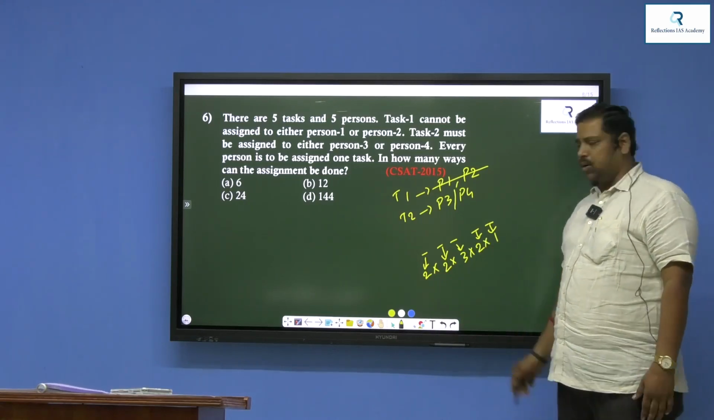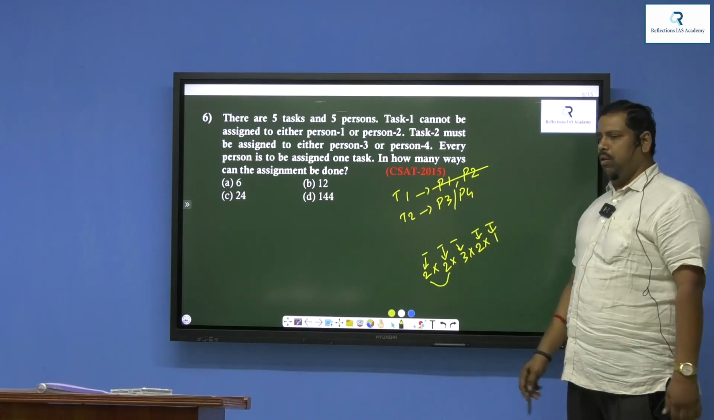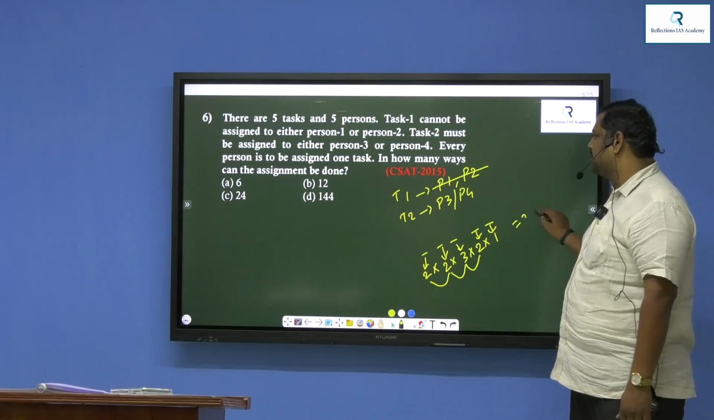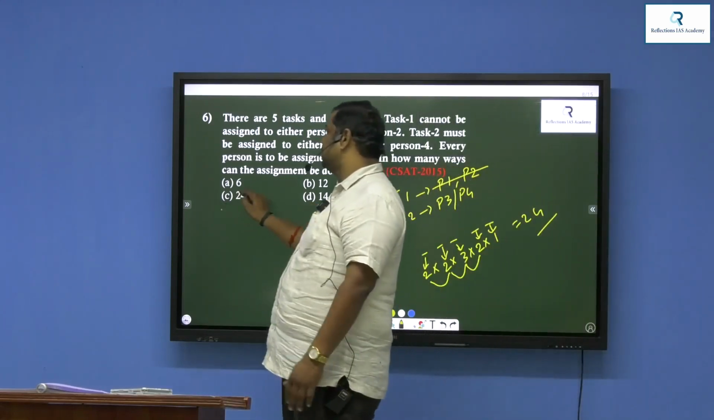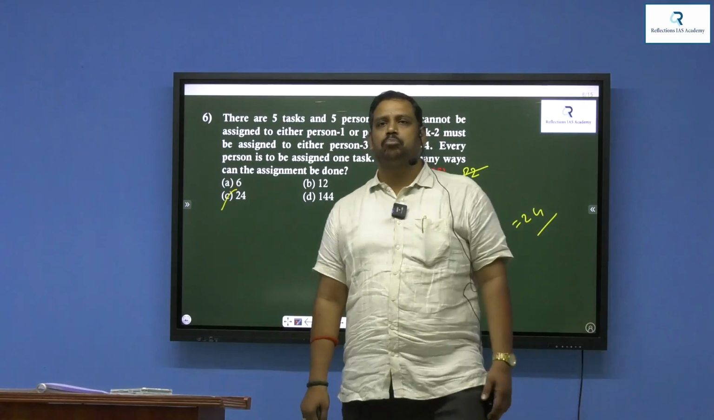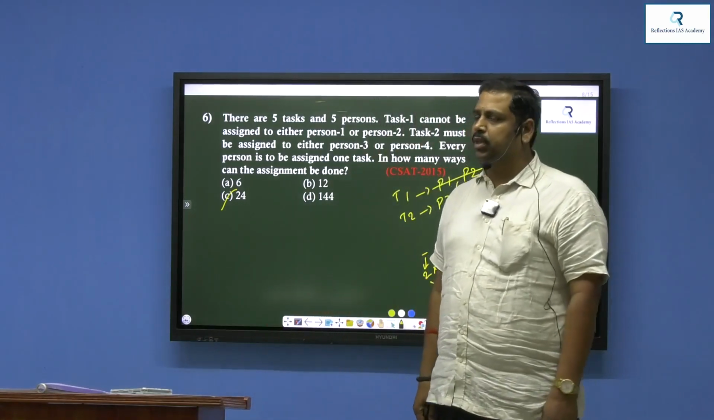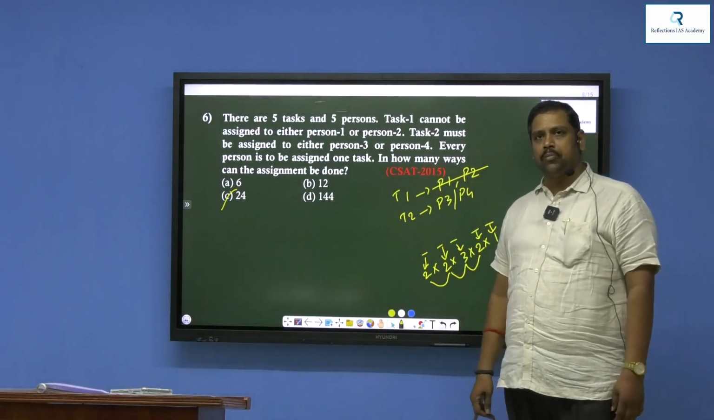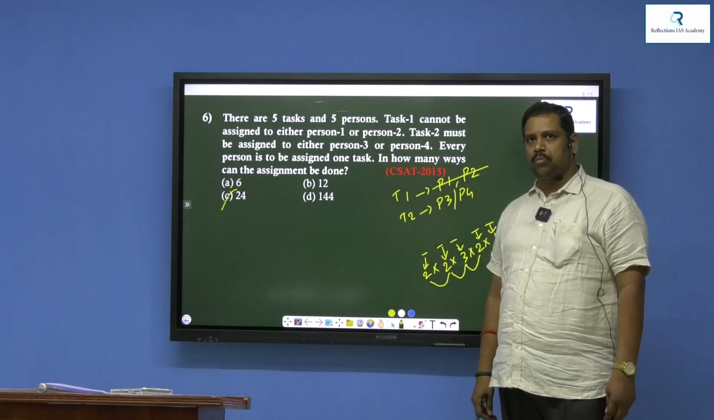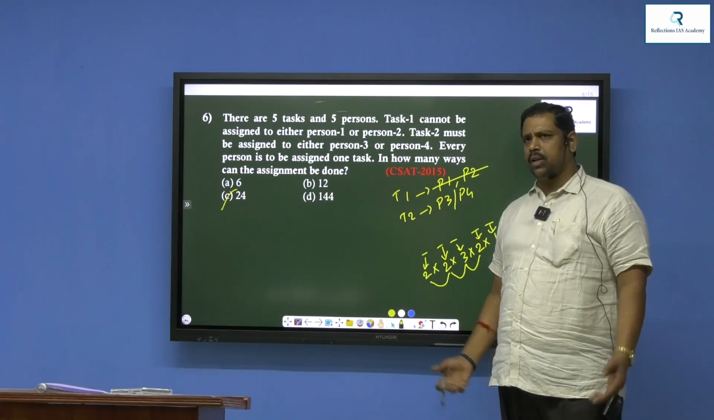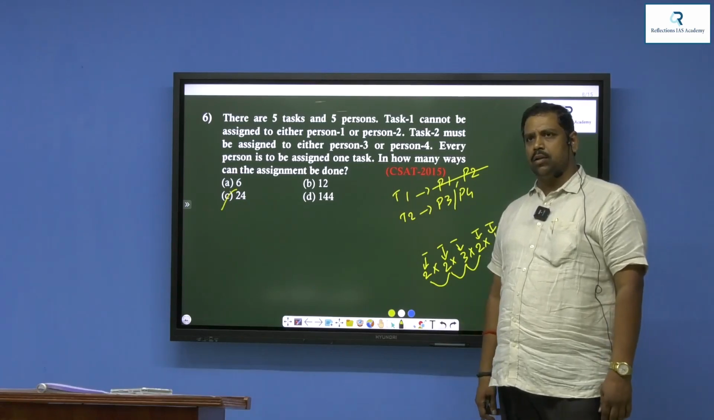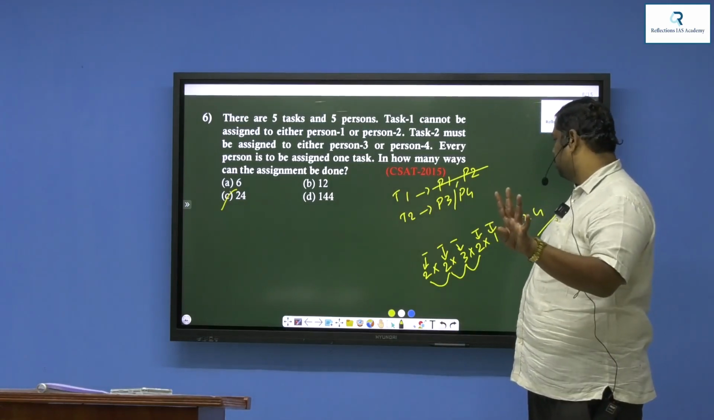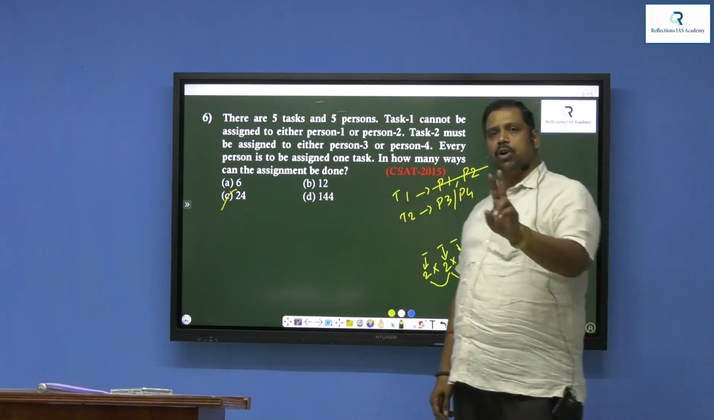Yes or no? Okay. 2 into 2, 4 into 3, 12 into 2. How many ways? What's the answer? C is the answer. Yeah. Yes. So, for example, if you choose P3 task 2, so P4 can be chosen in task 1 as well. Yes. So, there are 3 possibilities given. Total 4. No. Only 2 possibilities.